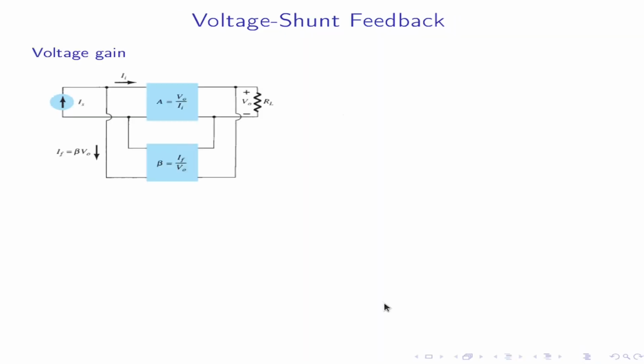Voltage shunt feedback. Here, the output voltage is fed back to the input in parallel to the input voltage. Here, the feedback factor beta is If by Vo, or If is equal to the current, If is equal to beta Vo. Is is the signal current. Ii is the input current. Gain is Vo by Ii. Vo is the output. Voltage gain Af is equal to A by 1 plus beta A.